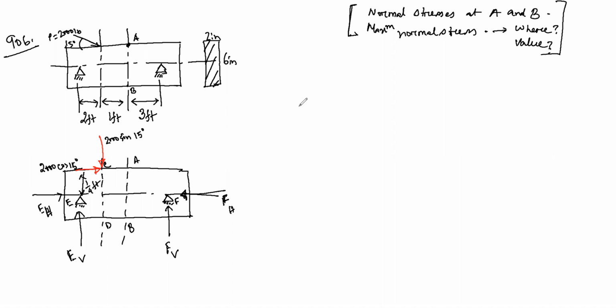Now if I see at this point, I can write summation of F horizontal will be 0. Okay, so I can see how many forces are acting here. I see the only force acting here is Fh, equal to only this one, that is 2000 cos 15 degrees.